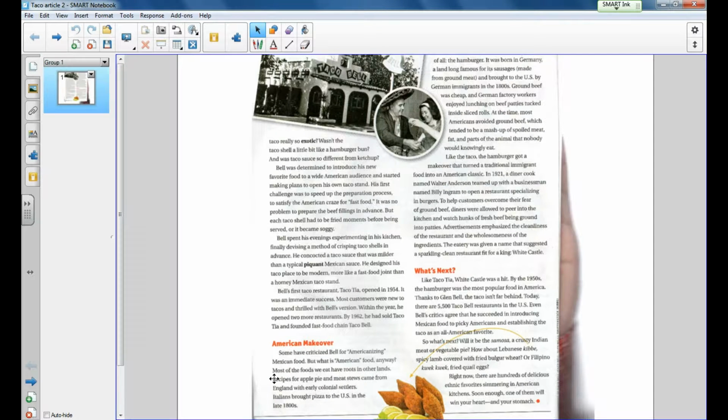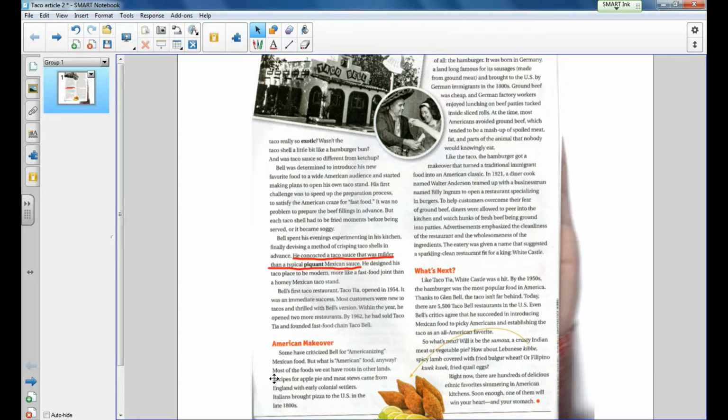So I'm looking through this article for a piece of evidence that tells me that it changes flavor. And the sentence that I spot that I'm going to use is this one right here, where it says, he concocted a taco sauce that was milder than a typical Mexican sauce.